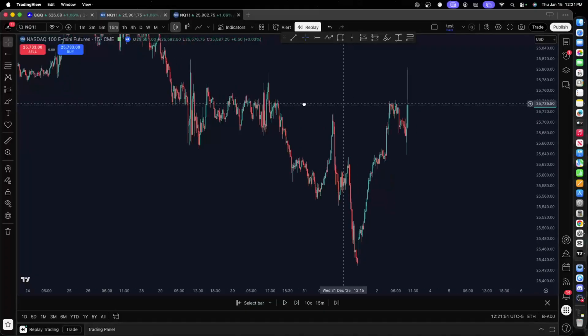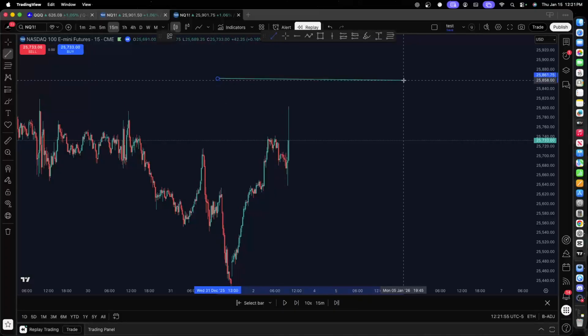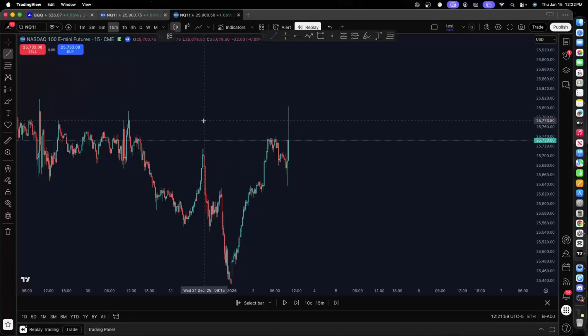Okay, cool. So, an easy way to mark out SMTs is going to be using a line, or a trend. I like lines for visual representation. What we're going to do is take this Wednesday, December 31st high at 9 a.m. and take it to this high. Right? We've broken above it.